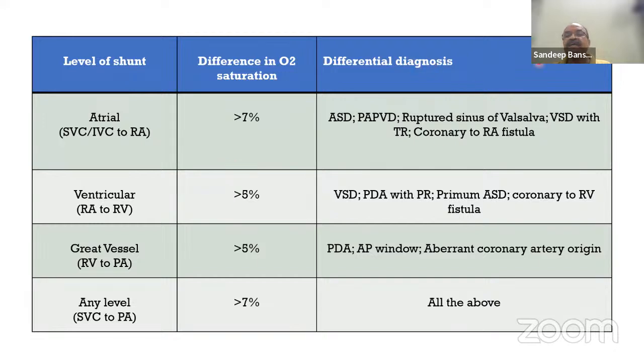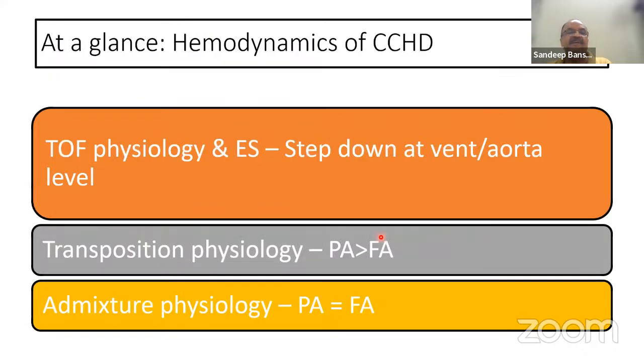What are the differential diagnoses of pre-tricuspid shunts? They would include typically atrial septal defect or partial anomalous pulmonary venous drainage. There are others which are highlighted here, but they are not so common. The ventricular shunts, typically the post-tricuspid shunts, include typically the ventricular septal defect, and the great vessel level defects typically are PDA and AP window. So these are the typical shunts that we have.